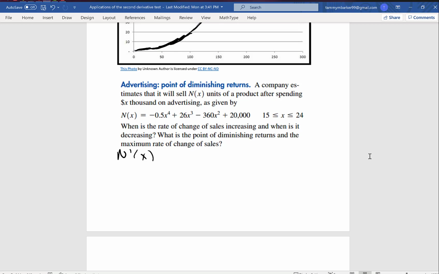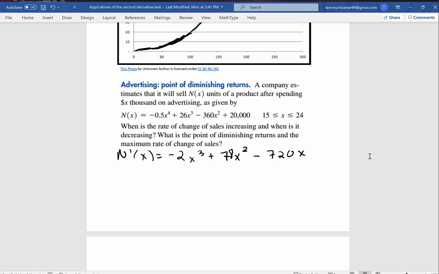N prime of x is equal to, I have negative 0.5 x to the fourth. The 4 comes down, that's negative 2x cubed. We have 26x cubed, which is 78x squared. Minus 360x squared becomes negative 720x. And then the 20,000 is gone.